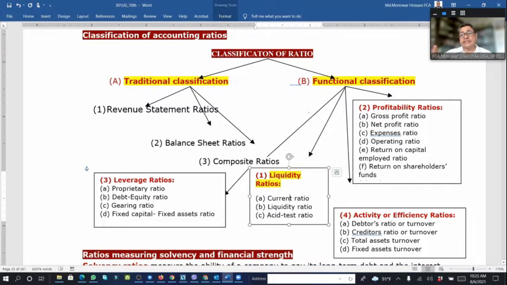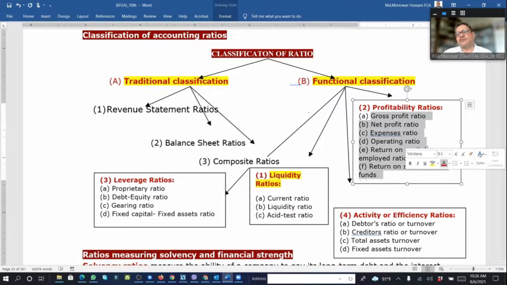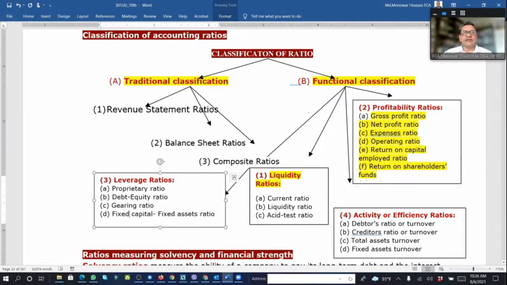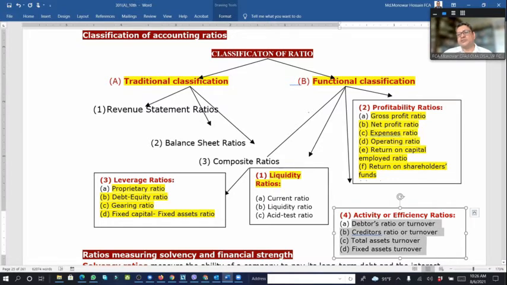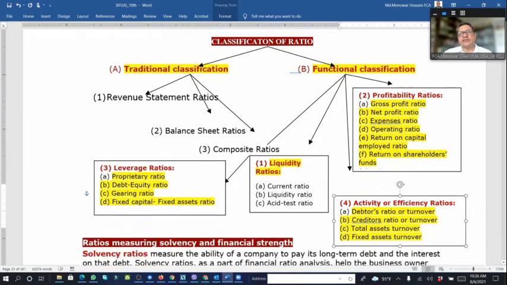So there are three types of liquidity ratio: current ratio, liquidity ratio, acid test ratio, etc. And profitability ratios, there are different types: gross profit ratio, net profit ratio, expense ratio, operating ratio, return on capital employed ratio, return on shareholders' fund, etc. In the same way, leverage ratio, proprietary ratio, debt equity ratio, gearing ratio, fixed asset ratio, etc. And activity ratio, that means debtors turnover, creditors turnover, asset turnover, fixed asset turnover, etc. That type of ratio we are using.